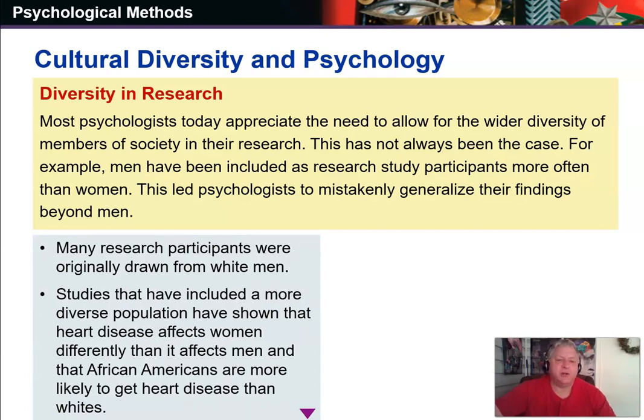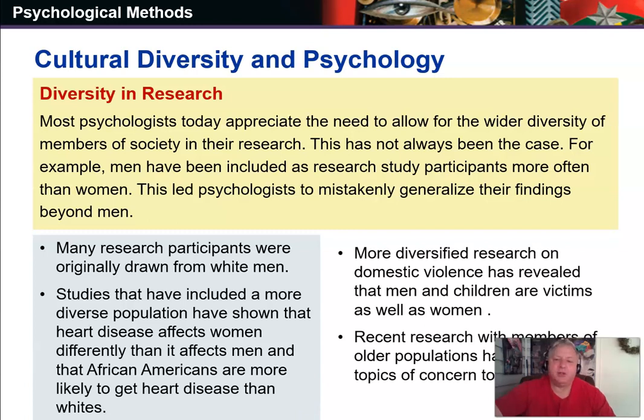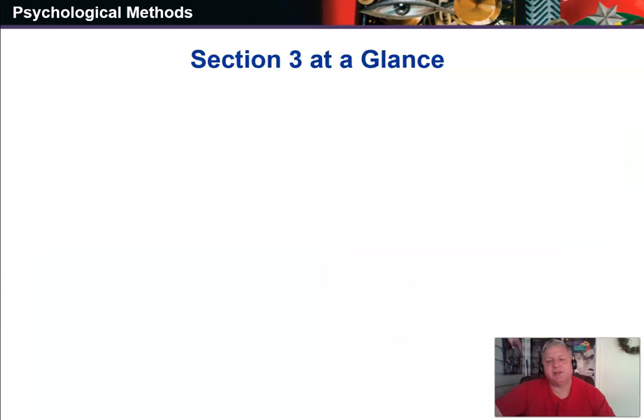Studies that have included more diverse populations have shown that heart disease affects women differently than it affects men, and that African Americans are more likely to get heart disease than whites. More diversified research on domestic violence has revealed that men and children are victims as well as women. Recent research with members of the older population has shed light on the topics of concern to the elderly.